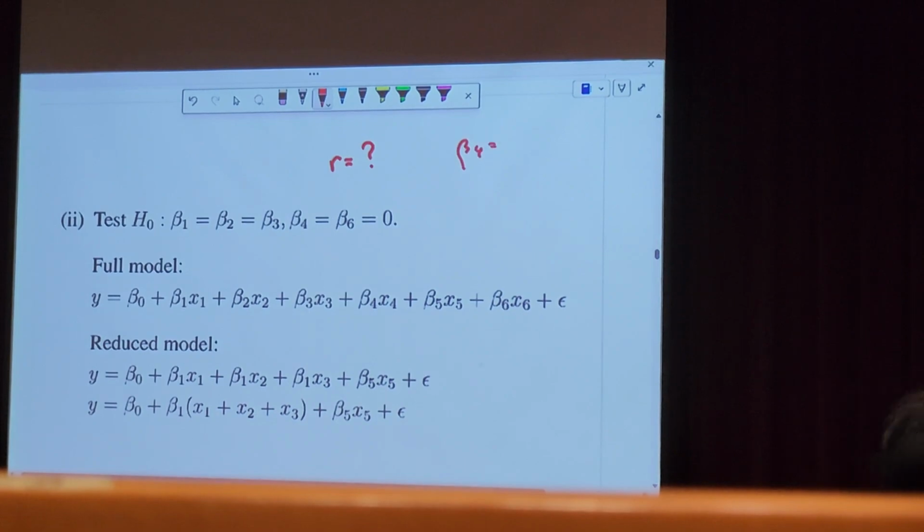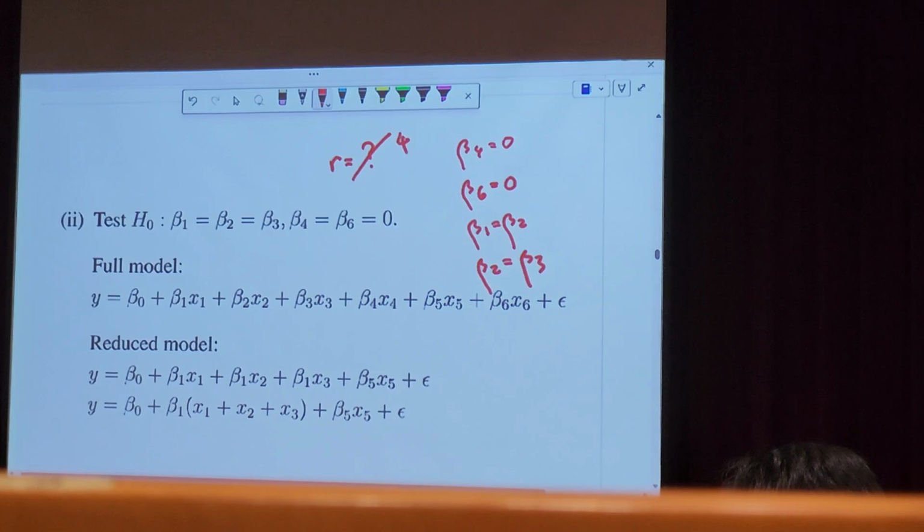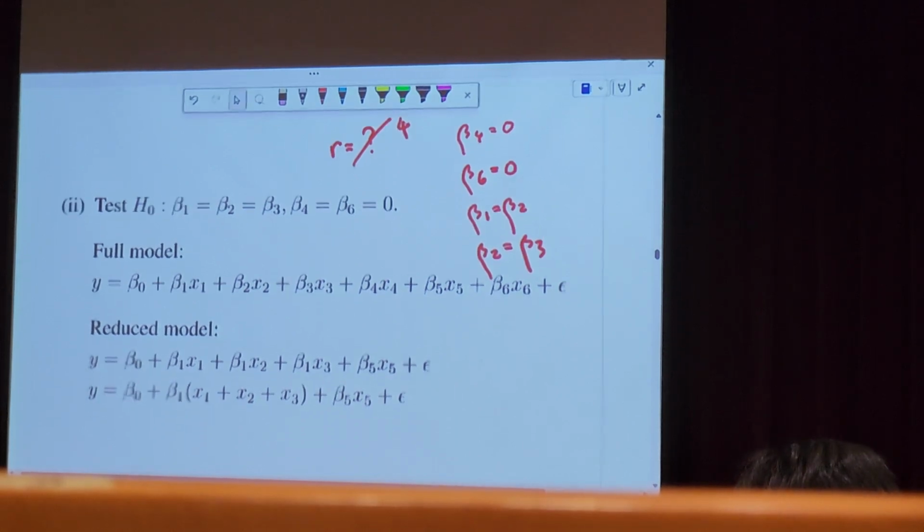Beta 4 equal to 0, 1 constraint. Beta 6 equal to 0, 1 constraint. Beta 1 equal to beta 2, 1 constraint. Beta 2 equal to beta 3, 1 constraint. So there are 4 constraints, but I can write it all in what I've shown you here. Beta 1 equal to beta 2, beta 2 equal to beta 3, that means beta 1 is equal to beta 2 equal to beta 3. So R is 4.